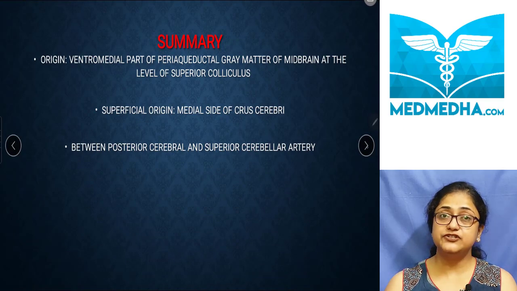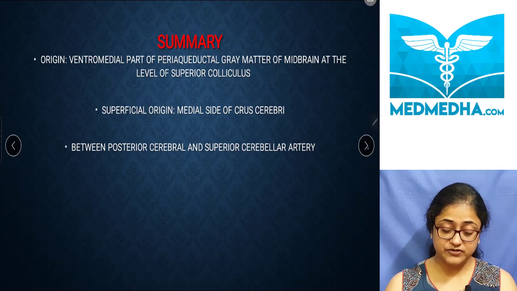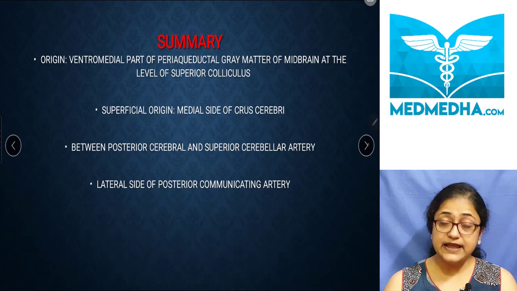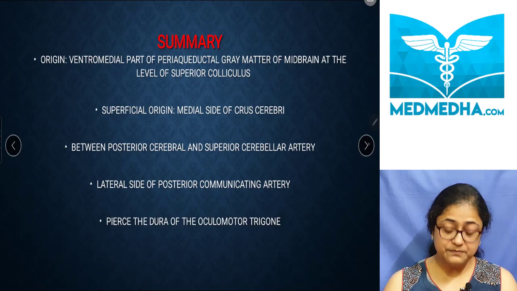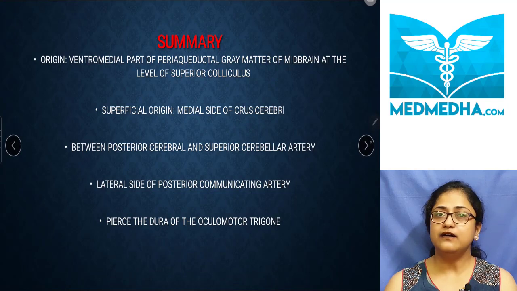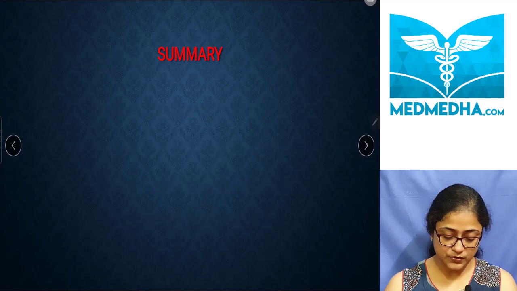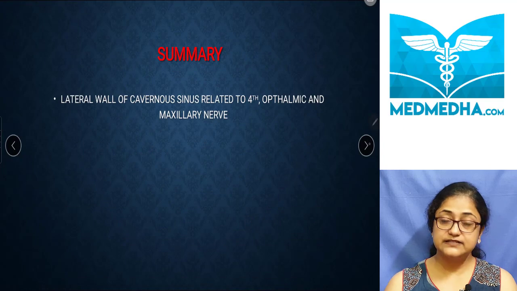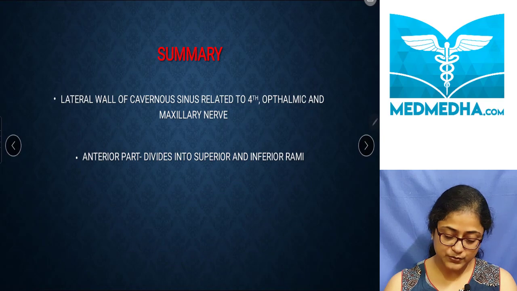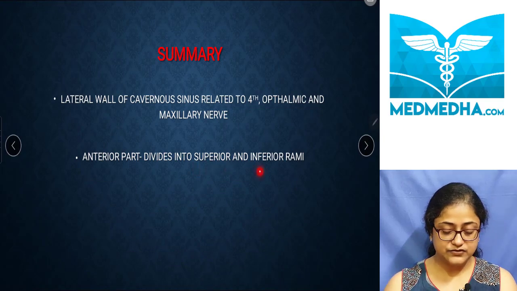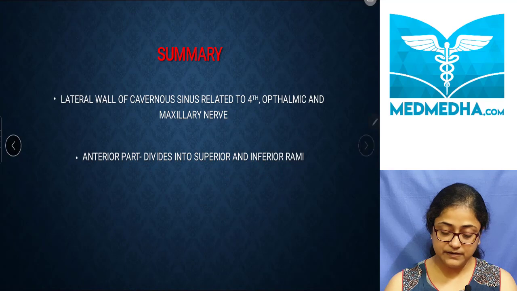The first important relation that you need to remember is the 2 arteries: the posterior cerebral and the superior cerebellar arteries. Next, it passes lateral to the posterior communicating artery. Then it pierces the dura mater of the oculomotor trigone to enter the lateral wall of the cavernous sinus, where it is related below to the 4th nerve, the ophthalmic and the maxillary nerves. Then within the anterior part of the cavernous sinus, it divides into the 2 rami, one superior ramus, another inferior ramus.